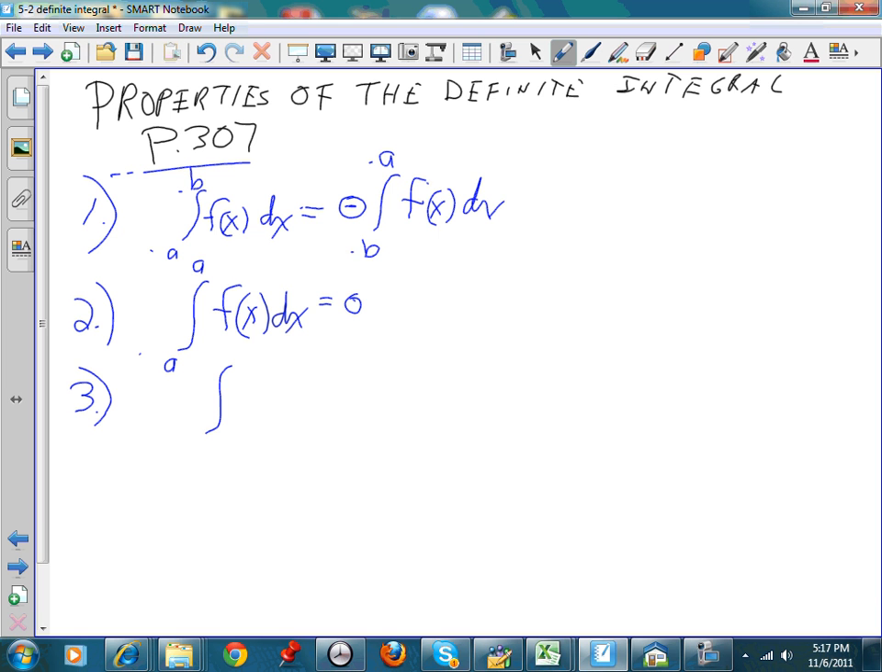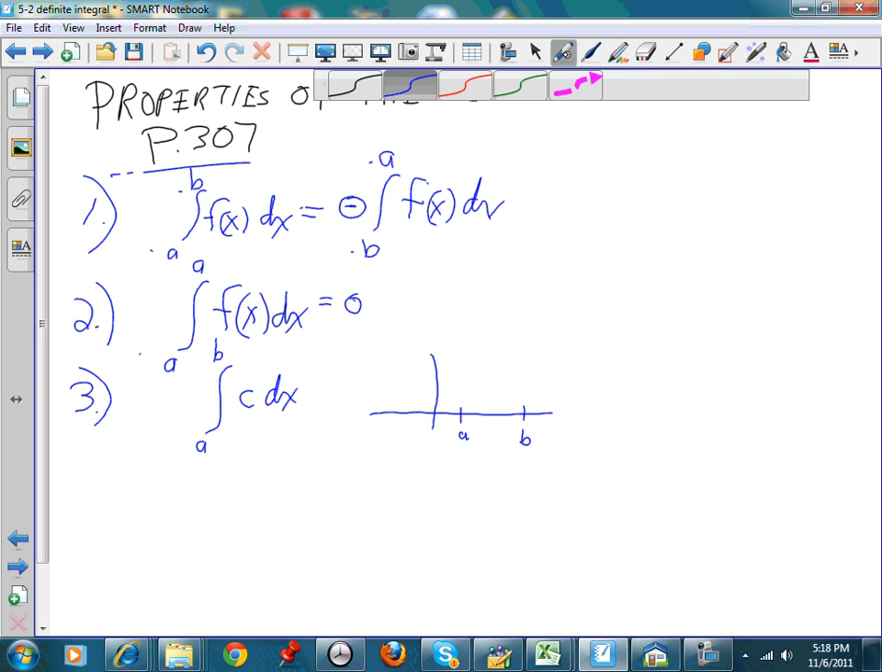Okay, here's another one here. Say I integrate the constant c dx from a to b. This one I can give you a little picture of. If I want to go from a to b, and I'm integrating this function c, well, I bet you can tell me what that's equal to, right? That's going to be a rectangle whose width is b minus a, and whose height is c.